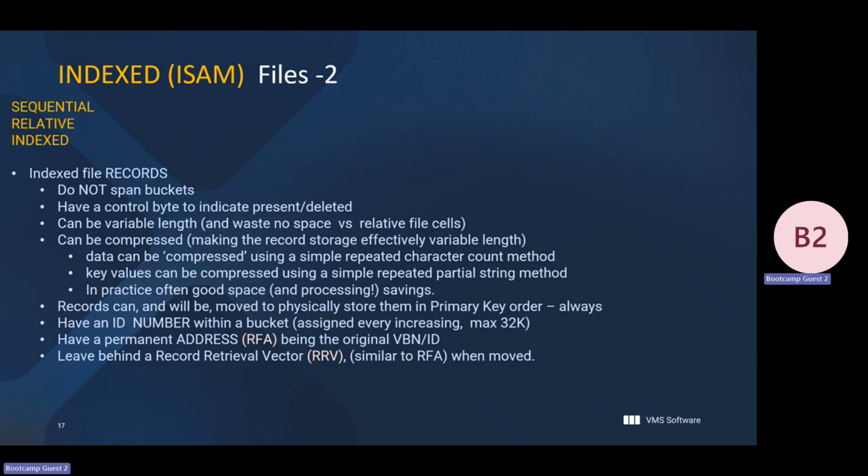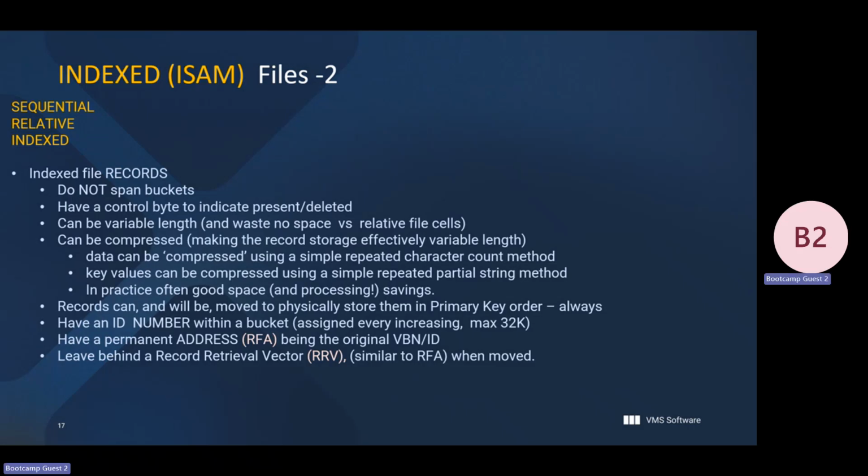Records can, you write an index file, you write a record in there, fine, it sits in a bucket. But it might not stay there forevermore in that spot. We will remember where it is for you, don't worry. But the sequential part of the index sequential access method is that if you say, give me the next record, give me the next record, they will appear in order of key.